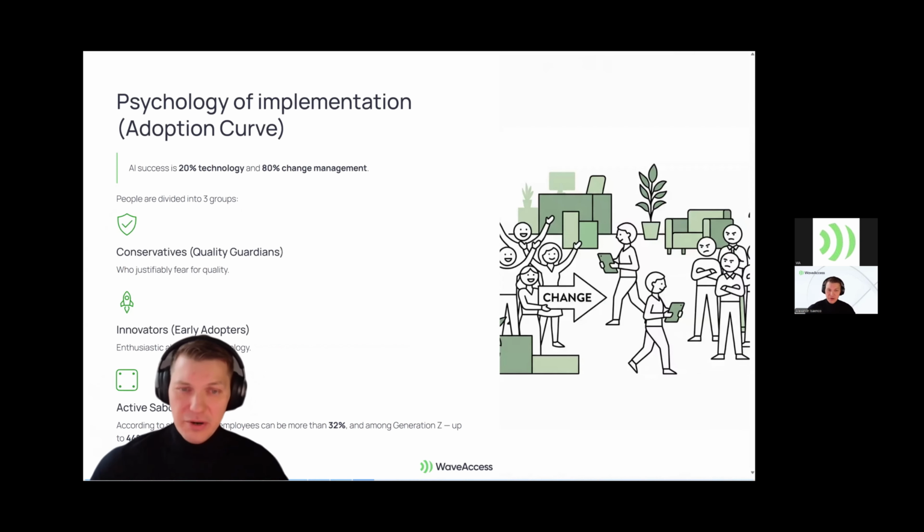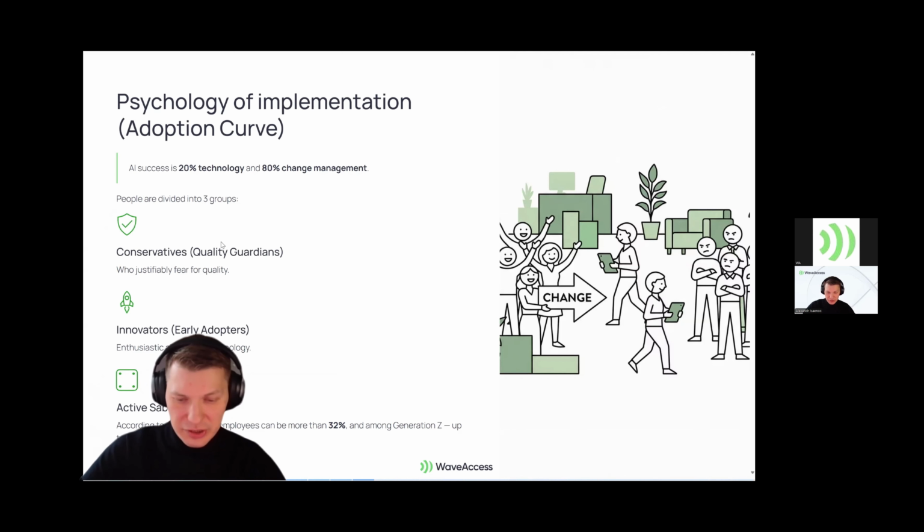in our company and with our customers, that there is a different type of adoption curve, or different types of people who are looking at or facing these artificial intelligence changes. So I would divide people into three groups: conservatives, innovators, and active saboteurs.